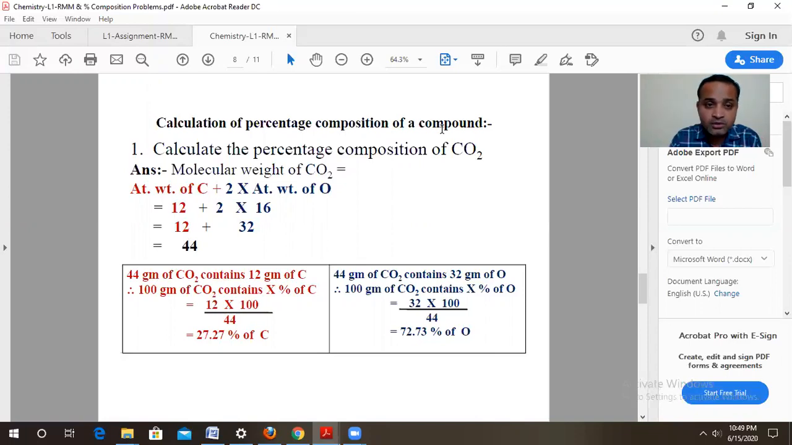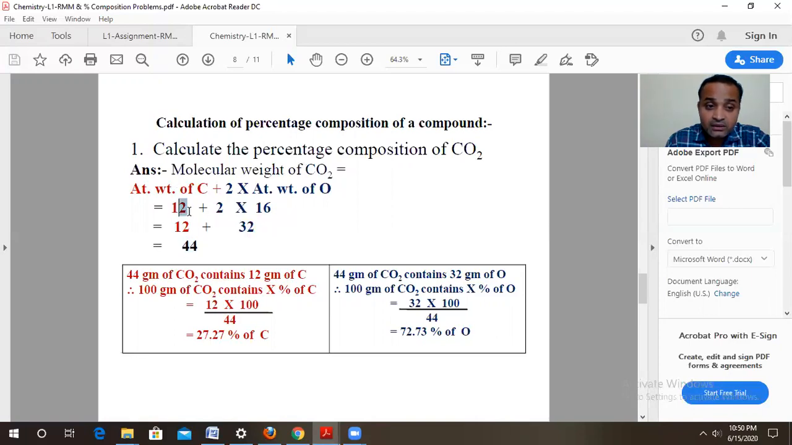Let us see the first problem. Calculate the percentage composition of carbon dioxide. That means you are asked to find out the percentage of carbon and the percentage of oxygen in the given compound. Is it clear? So the total mass of carbon dioxide we have seen is 44.